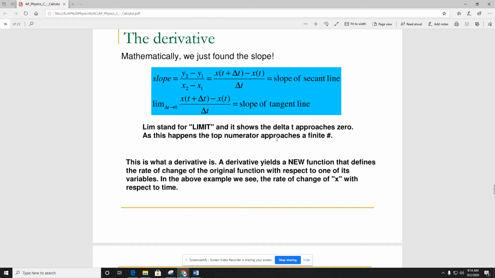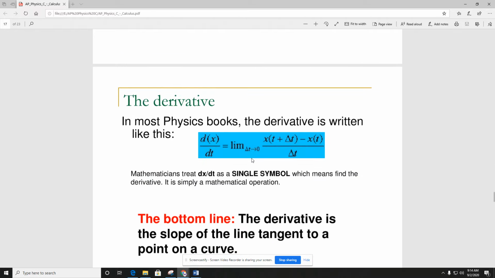As this happens, the top part approaches a finite number, a specific number instead of a range if we were looking at the slopes of all of the points on that curve. That's what a derivative is. A derivative gives you a new function that defines the rate of change of the original function with respect to one of its variables. Earlier I said the average velocity is the derivative of velocity with respect to time. That's what it's talking about right here. Sorry, it was the instantaneous acceleration that was the derivative of velocity with respect to time.